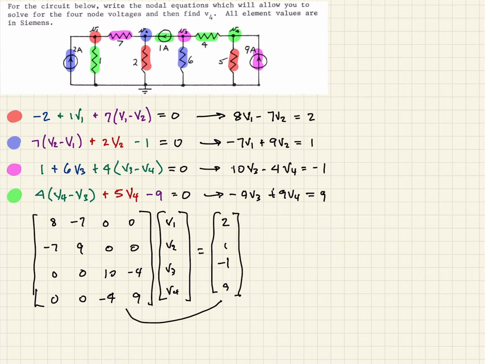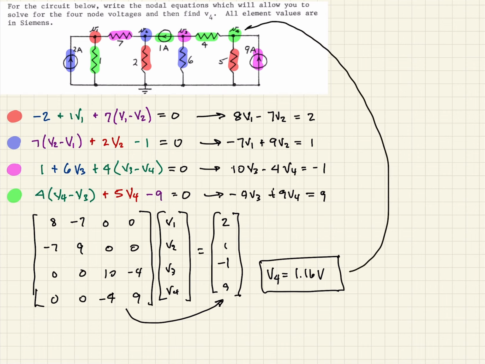So now again, using whatever method you choose, you can divide that into that. And when we do that, we come up with V4 is equal to 1.16 volts. So this is what they ask us to solve for. And so that is the voltage at that node.